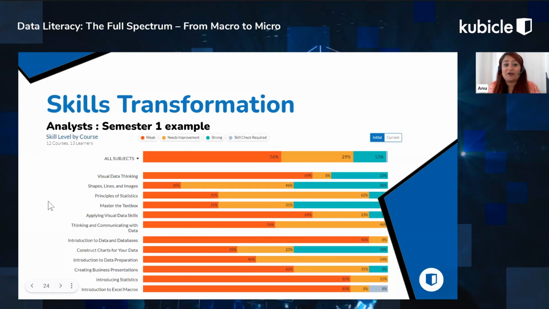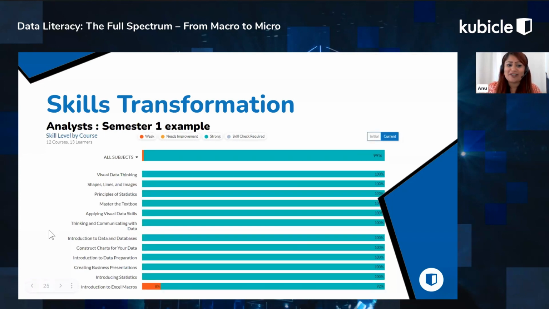And just for context, we use Plural Strategy for internal training purposes, just because they have such good completion rates. In the example here, I just picked out a sample from your analysts course completion. What you're looking at on the screen here is where people were when they started out: weak, needs improvement, or strong. This is based on a skills assessment that we do within Cubicle. And then the completion rates for this cohort were absolutely excellent.